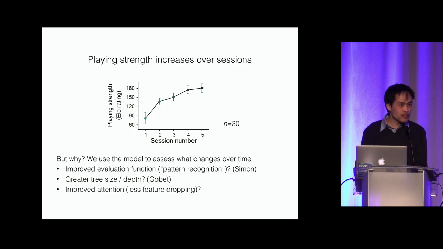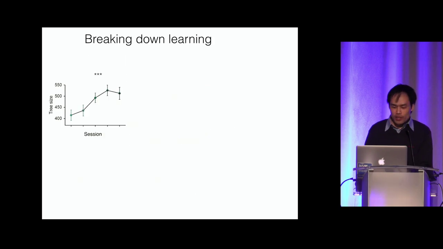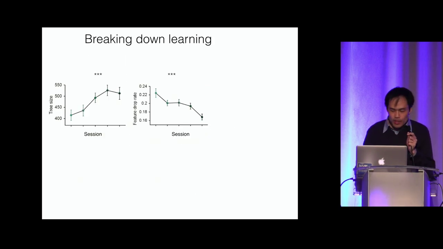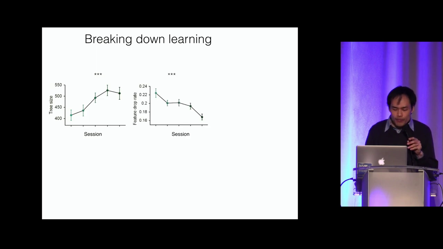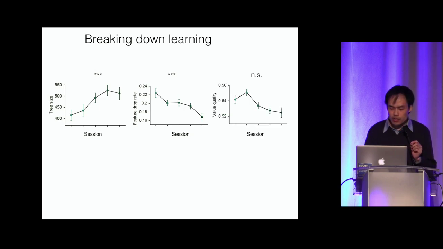Who thinks improved attention? Okay, it's a very mixed audience response here. So tree size seems to increase. And to our knowledge, this is the first model-based demonstration of this in any game. Then feature drop rate decreases over sessions, so it seems like people have improved attention with expertise. We did not find a significant difference in the value function quality.